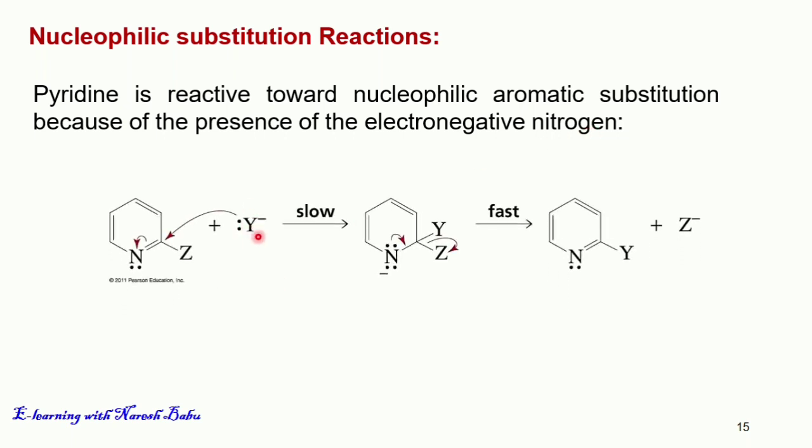So the nucleophile means having a negative charge with a lone pair of electrons. Where the electron deficiency is there, at the second position and sixth position, the electronegative nitrogen is present here. The electrons are withdrawn toward this nitrogen. So that's why the second position and sixth position have more electron deficiency. So the nucleophilic attack takes place at either the second position or sixth position. You can see by attack of the nucleophile here, these electrons shift to nitrogen and nitrogen converts into a negative charge. Then the Z is removed and again these electrons form a double bond and Y is present here.